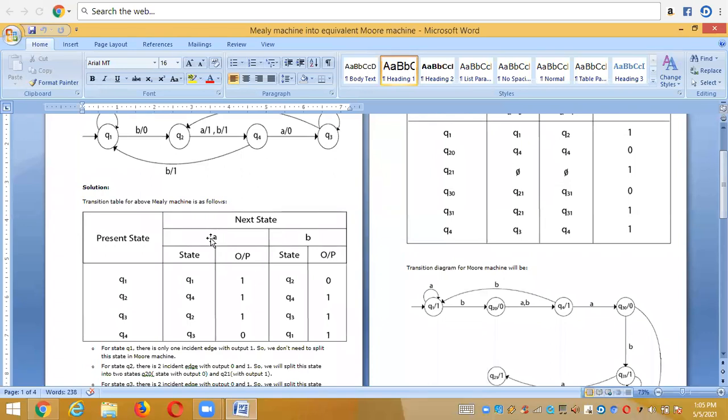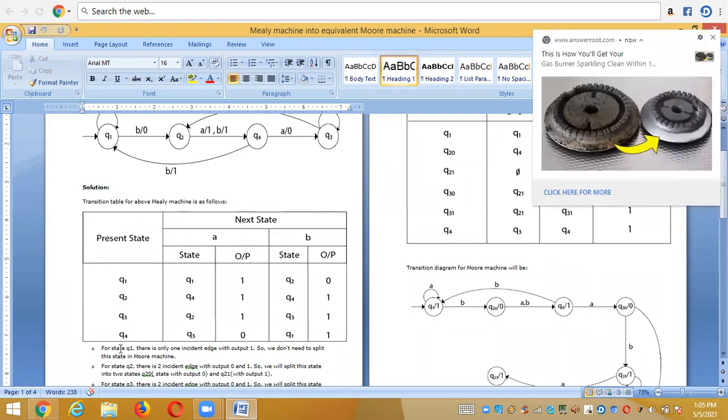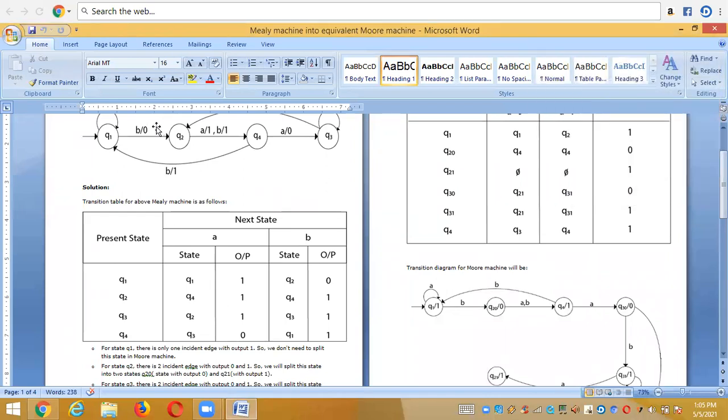And here, how many states do we have? We have 4 states: Q0, Q1, Q2, Q3, and Q4. For the states, the table representation is like this. Input alphabets are A and B, and the output alphabets are zeros and ones. And from this table, we need to concentrate more on the next state part, not on the present state, on the next state.